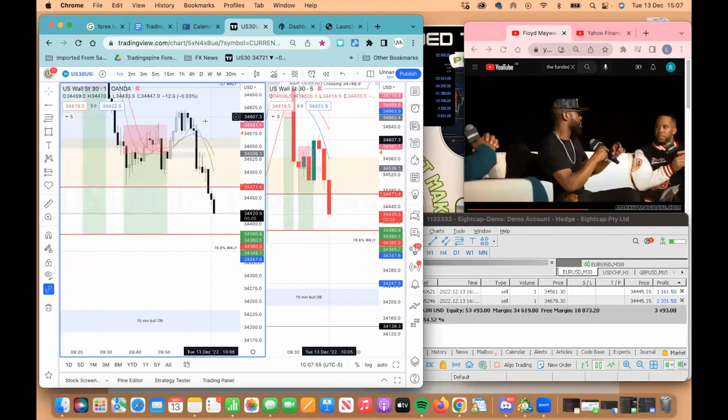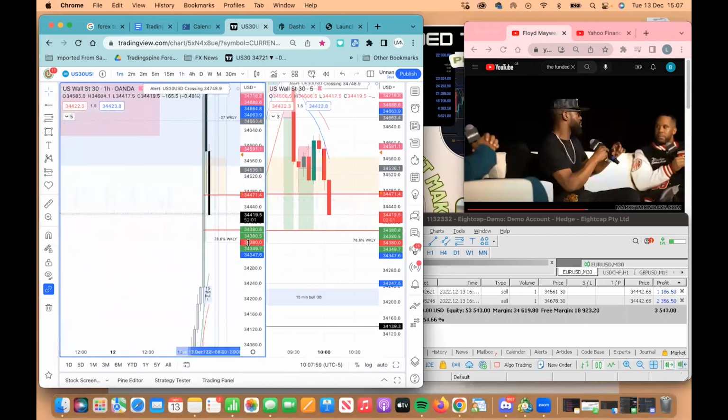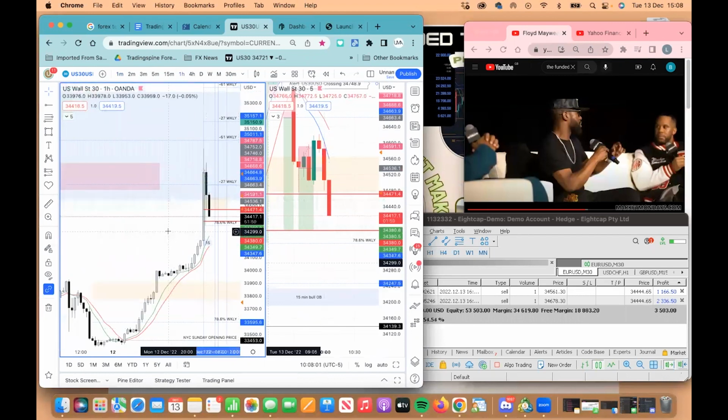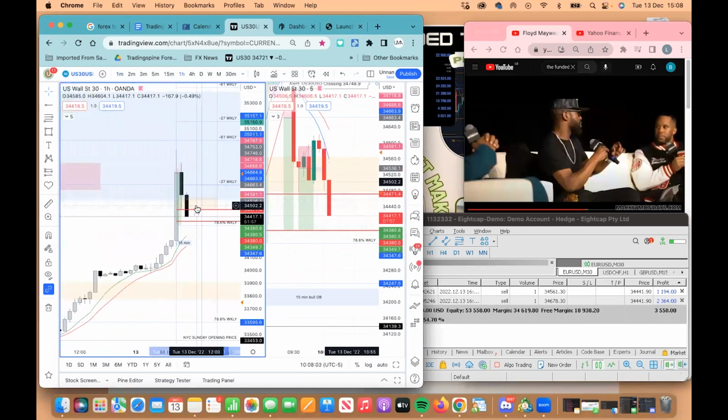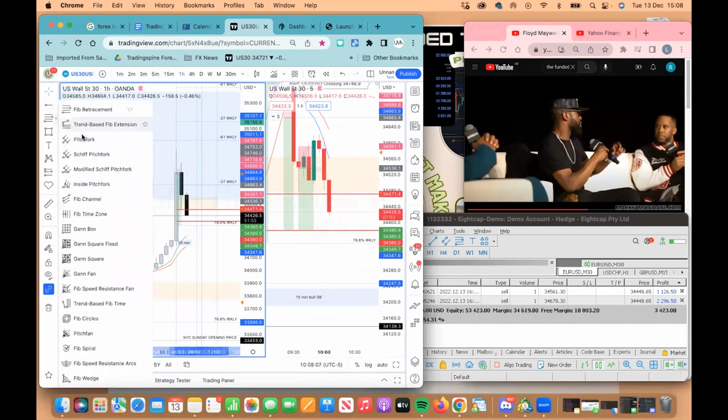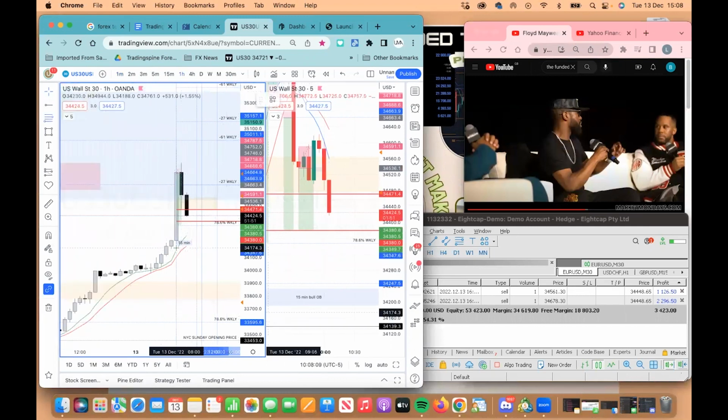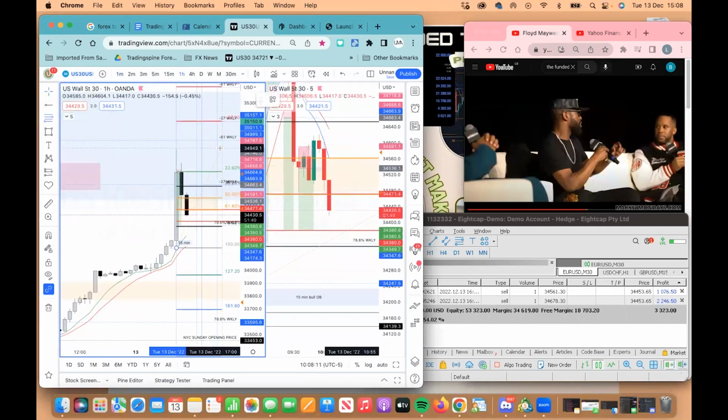So I fibbed the 1 hour candle. You can see this orange area here is the 50% zone of the fib. So I fibbed it from here to here. That's where the high wick is. So I marked up all my zones.